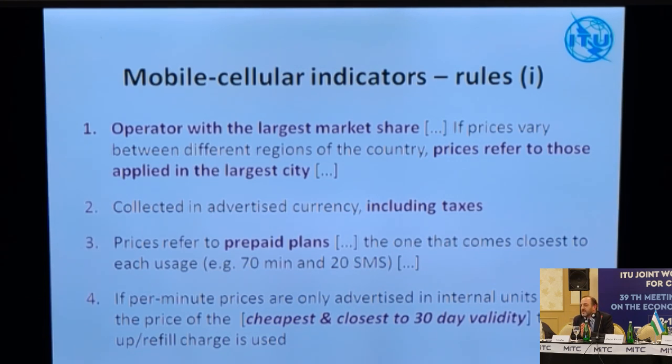Again, the rules are pretty much similar, but apply to the mobile world, which is pick up the tariff of the largest operator in your country, the operator with the highest number of subscribers. If prices differ among regions, cities, and stuff like this, pick up the prices applied in the biggest city. Collect, again, in the advertised domestic currency, specify very clearly, because this is an origin of a lot of mistakes, specify clearly if there is any tax involved and how much it is.